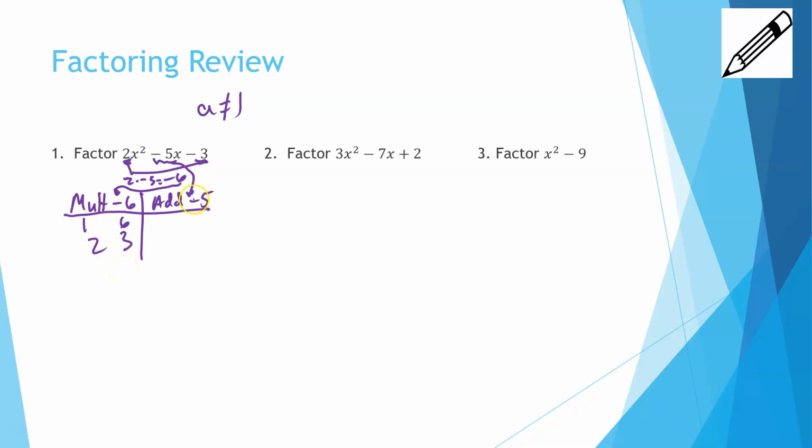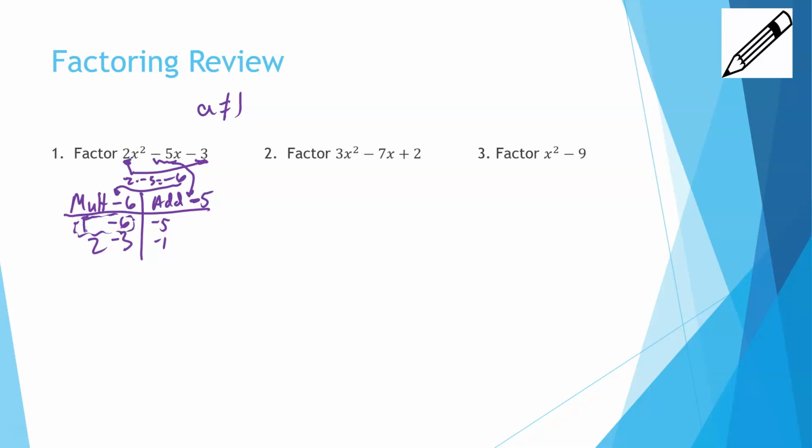If I'm going to add to get to a negative number, that means that the bigger number is negative. So I like to skip steps. You could actually write out every possible combination, but I'm able to just kind of think it through like that. Okay, so when I do this, I see that 1 and negative 6 are my pairs.